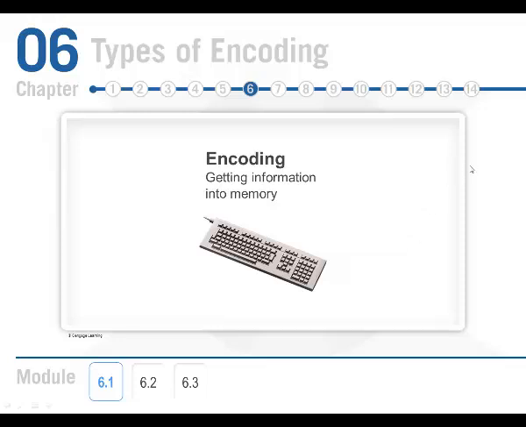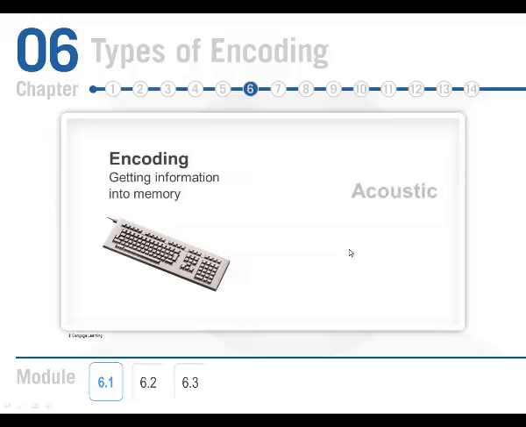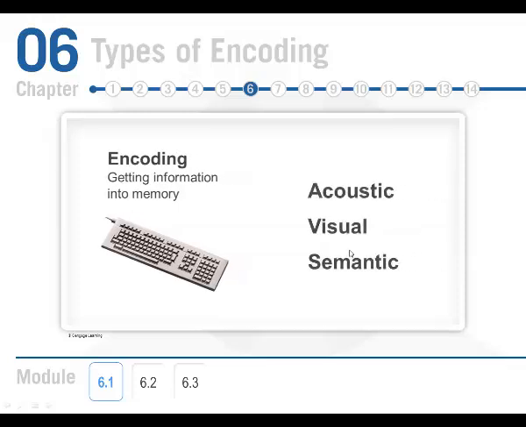So encoding then is most simply just getting information into memory or converting it into a form so that it can be entered into memory. And encoding can be acoustic, based on the way things sound, or you can encode things visually using imagery. And some people even have a photographic memory, which is an eidetic memory, but that's really rare. It's popularized in the media, but it's really a fairly rare phenomenon and almost exclusively limited to children.